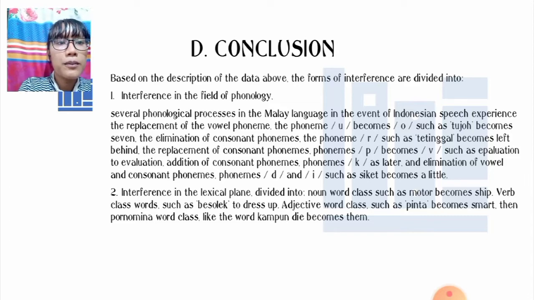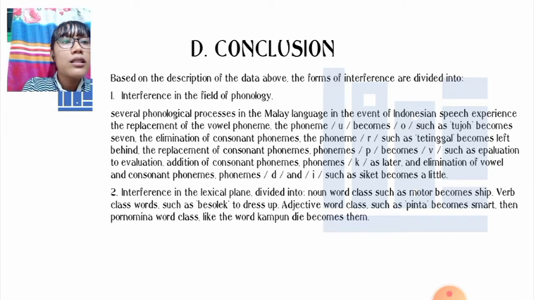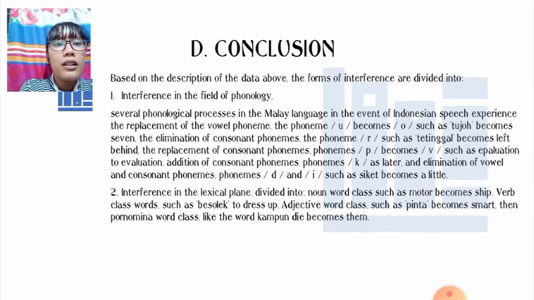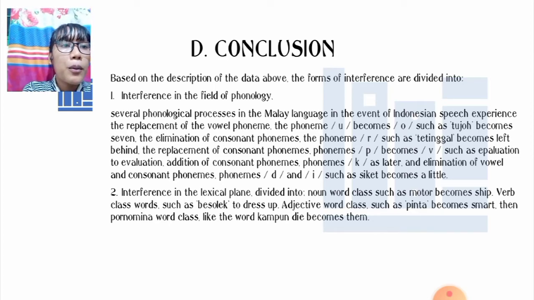The replacement of consonant phonemes: the phoneme P becomes V, such as evaluasi becomes evaluasi with a different consonant. Addition of consonant phonemes, the phoneme K as a letter, and elimination of vowel and consonant phonemes, phonemes D and E, such as sikit becomes sedikit, a little. Number 2, interference in the lexical field, divided into noun word class such as motor becomes sheep, verb class words such as bersolek, to dress up, adjective word class such as pintar becomes smart, then pronoun word class like the word kampung dia becomes them.